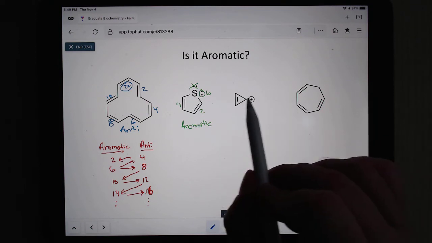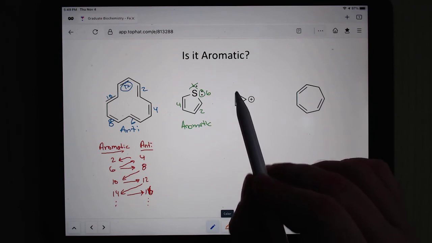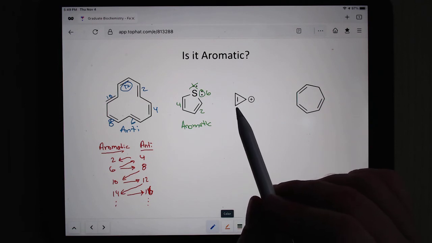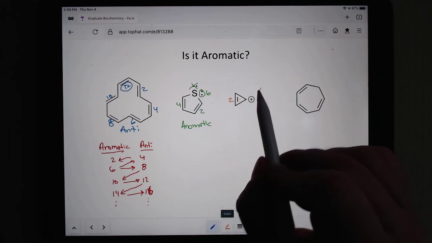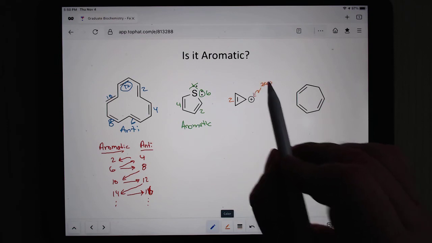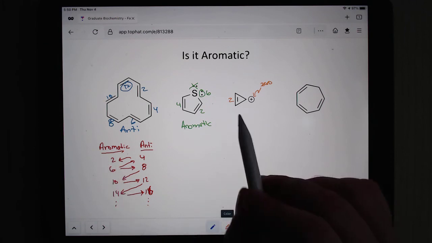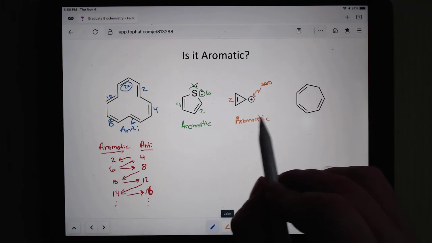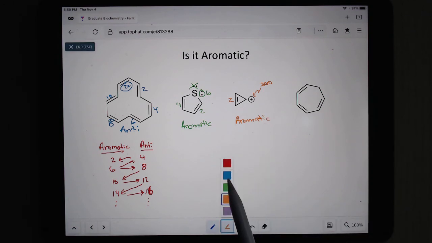Now for this one, these two carbons are part of a double bond, and this one has a charge, so that's okay. So all three of these carbons have empty p orbitals, so that's good. So for that, we have 2, and remember that's essentially a 0. 2 means it's aromatic. So again, one of the crazier aromatic compounds.